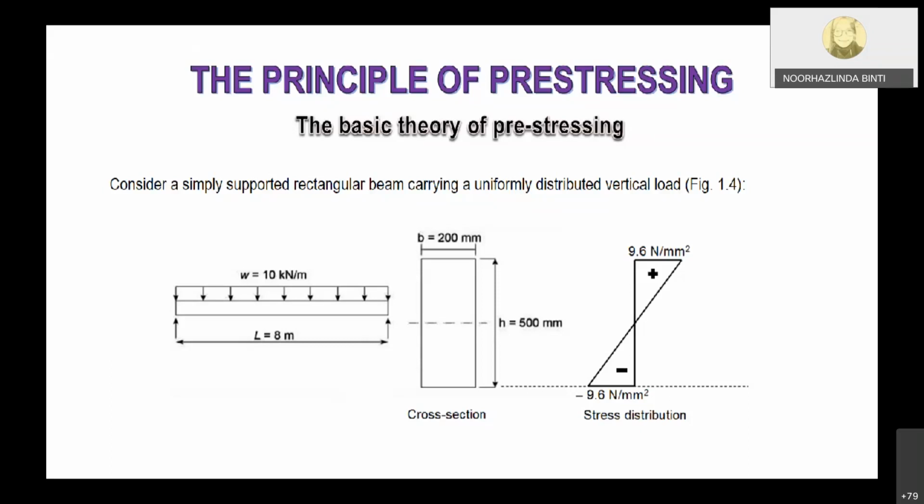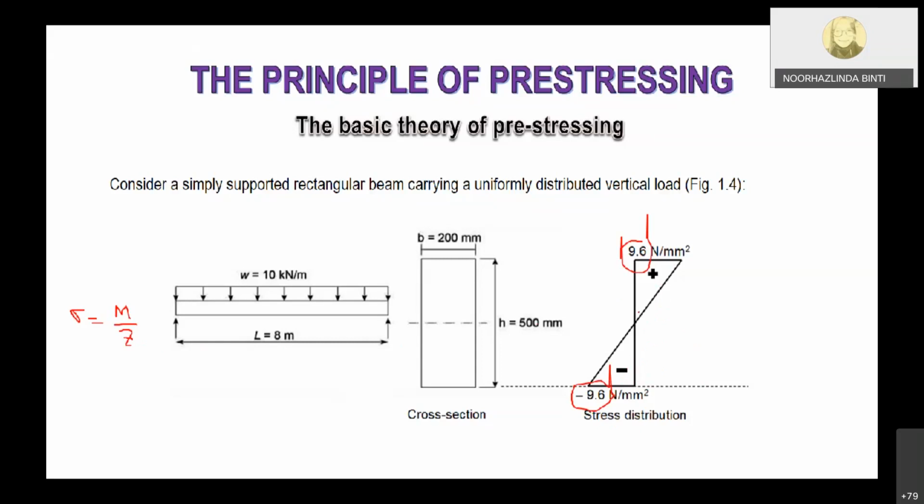So the formula you use is M over Z. Stress is M over Z. So that's how you get this 9.6 and negative 9.6. Negative is referring to the tensile, positive referring to the compressive, compressive stresses and tensile stress.